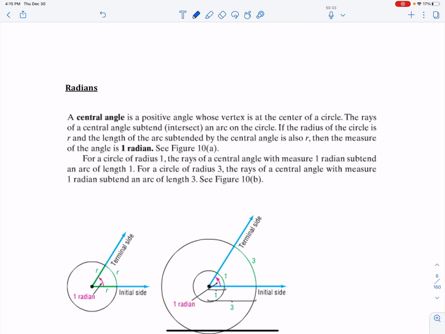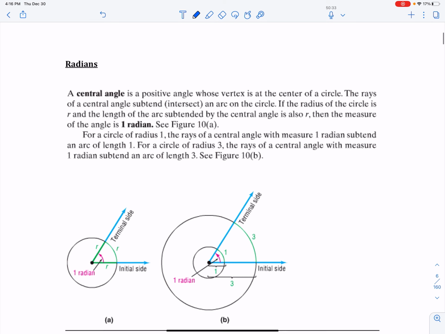Right, so this is 7.1 part 2, and we're going to be talking about radians. To define what a radian is, it's a central angle. It's a positive angle whose vertex is at the center of the circle. The rays of the central angle subtend or intersect an arc on the circle. If the radius of the circle is r, then the length of the arc subtended by the central angle is also r. Then the measure of the angle is 1 radian.